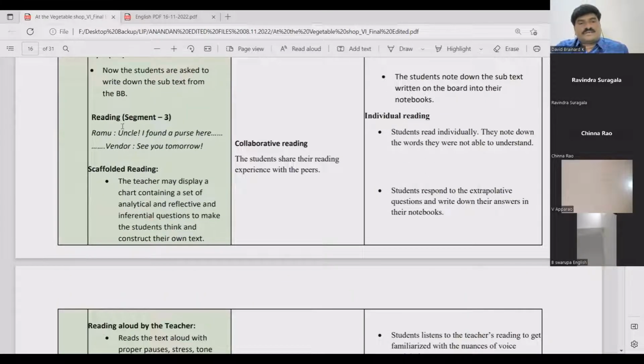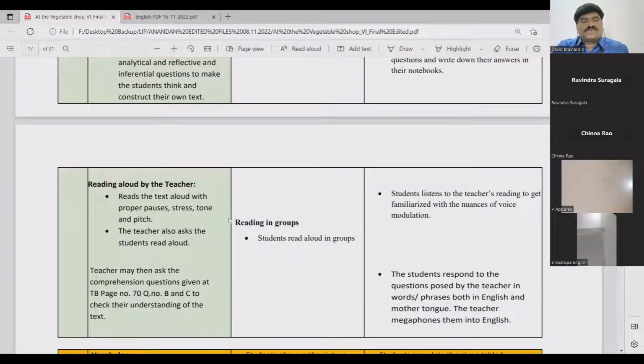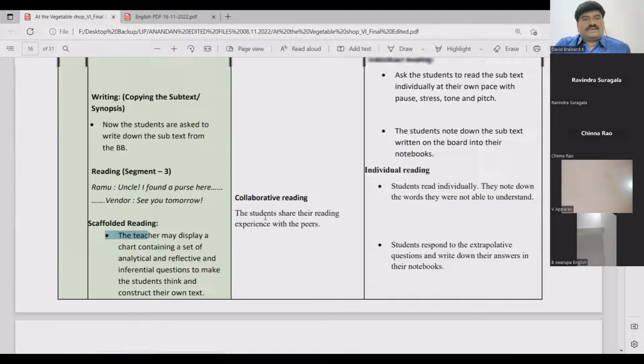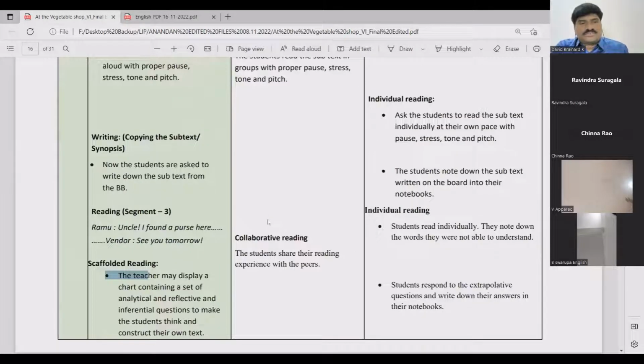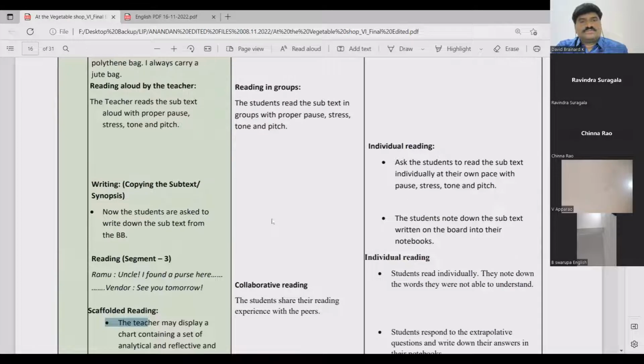After that, there will be reading segment 3 that will be read out by the student individually, and then collaborative reading happens, and then scaffolded, finally reading aloud by the teacher. So this is how reading segments should be transacted. So the new thing that has come up is, a picture before every segment that we transact should be properly selected and should be properly transacted in the class before the text.